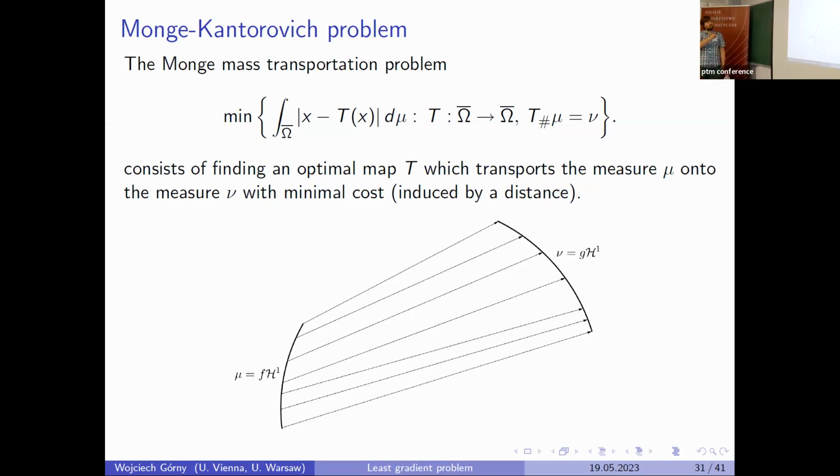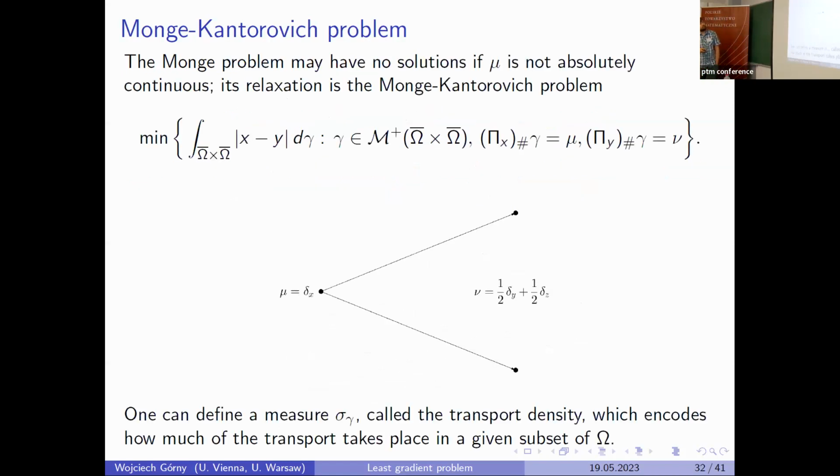Okay, but the problem is that the solution to the Monge problem doesn't always exist without additional assumptions on the measure. Because consider the following simple example: our initial measure is a Dirac delta, and we want to split the mass into two parts. Then if you want to define the map T, it doesn't make sense because we don't know which point to send it to.